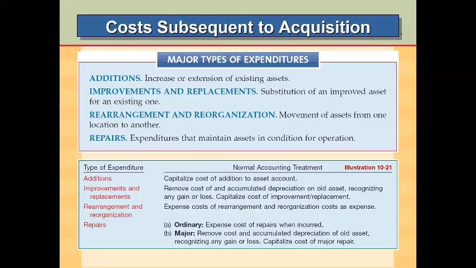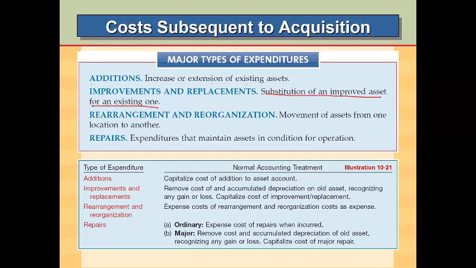Okay? Next. This slide is summarizing the different types of costs to be incurred subsequent to acquisition. We have major types of expenditure. Addition, which is increase or extension of existing assets. This is addition, like the example of the building. Type improvement and replacement, substitution of an improved asset with existing one.